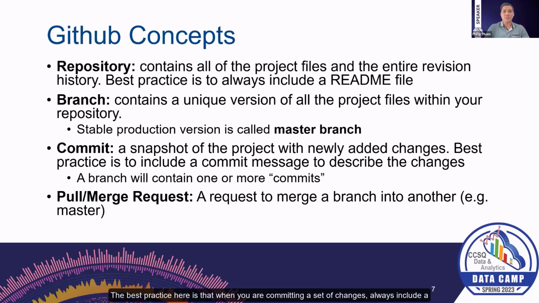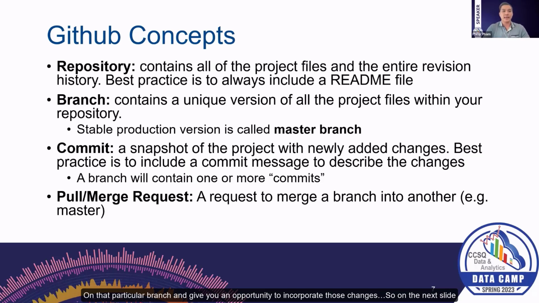And the best practice here is that when you are committing a set of changes, always include a descriptive commit message so that it can be referenced later. And then finally, with the branches that you are creating, leveraging a pull or merge request and adding reviewers from your team will allow others within your team to provide feedback on that particular branch and give you an opportunity to incorporate those changes.